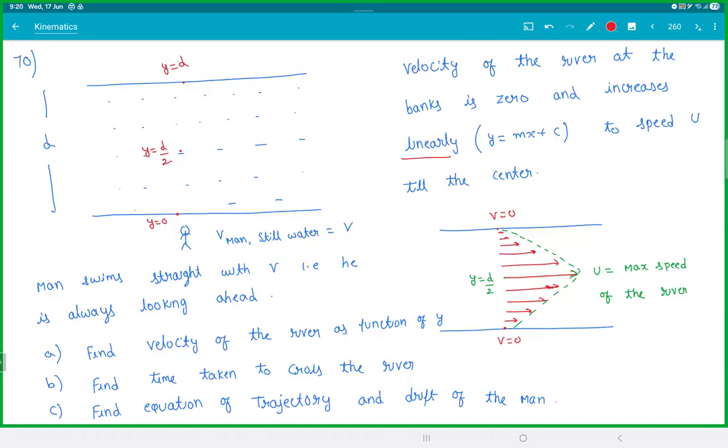Yeah, you got the B part. That was the easiest one. Dhruv, you got the part of an equation. Remember, the equation will change from 0 to d by 2 and d by 2 to d. You have two different equations.